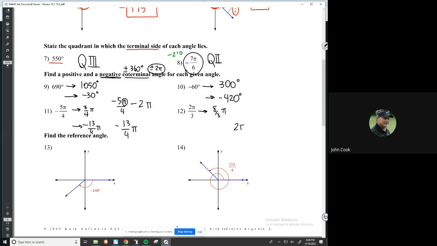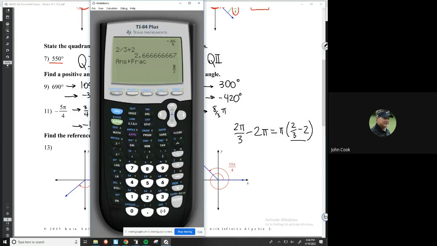So we've got 2 pi over 3 minus 2 pi. So again, we're just going to take the pi part out of it and do the 2/3 minus 2. Figure out what that fraction is, and that's going to be probably our negative coterminal angle. And if it isn't, we don't have a negative coterminal angle yet. We just keep adding 2 pi or subtracting 2 pi, whatever we need to get it to be either positive or negative.